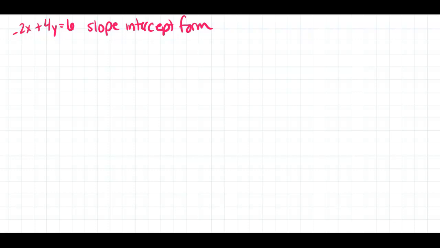All right, slope-intercept form. Same thing we just did. Now look, they're all even, so we can do that again if we want to, but if you don't, that's okay too. So negative 2x plus 4y equals 6.